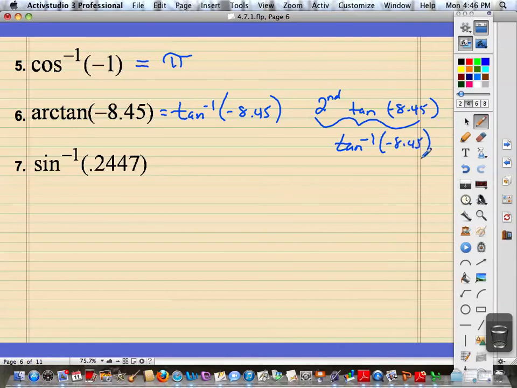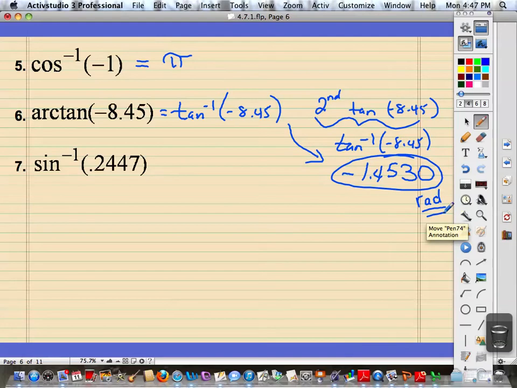So second tangent -8.45, and that value actually turns out to be -1.4530. So the arctan of -8.45, and we should probably clarify that that means radians. When we use the inverse or the arc, we're getting an angle. So if it's not something that we're supposed to know, like up here in number 5, one of our special angles where I've got a pi, then I'm getting out a radian measure.